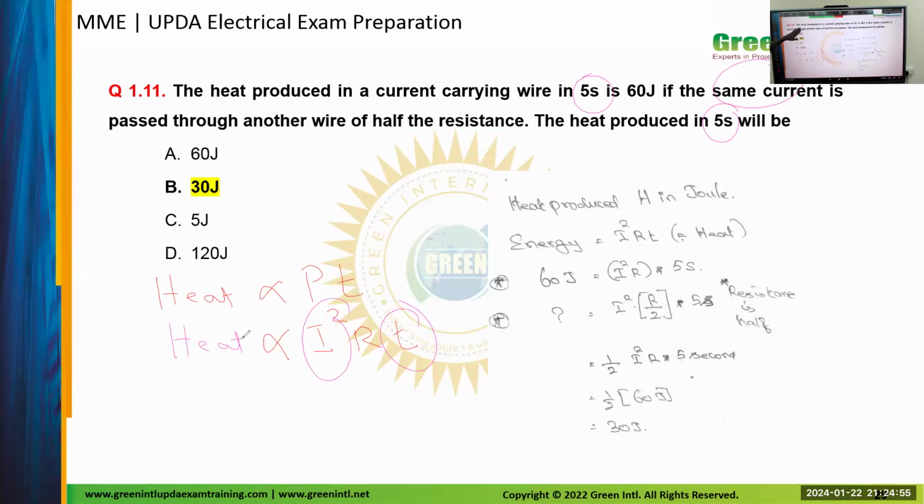So now the first wire has 60 joules. For the second wire, half the value, because they use the words half the resistance. This resistance has 60 joules, so this resistance has half of this value, 30 joules. This is the conventional method, but by using this concept we can get the value immediately. We just need to write the equation, then only we can get the idea.